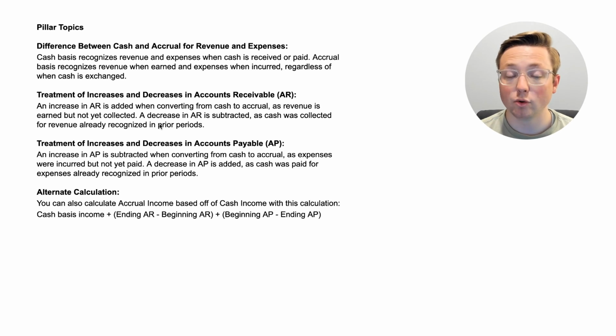Again, when you're thinking about accrual, accounts receivable already recognized that income. But for cash, they're only just now recognizing it, so we can't double count it, so we have to subtract it when we're going from cash to accrual.